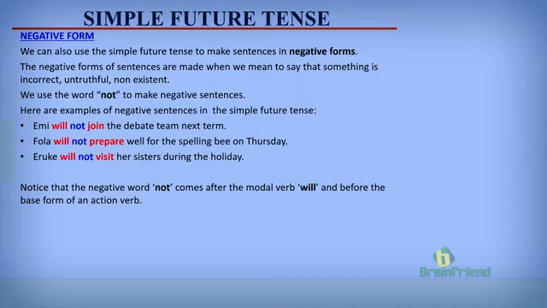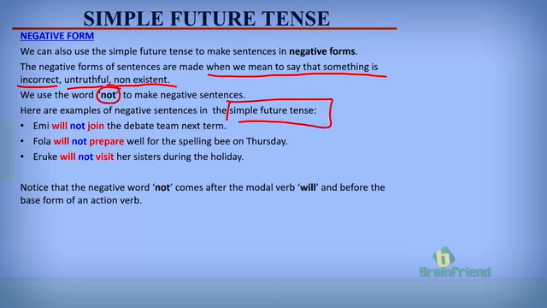Now, negative sentences are made when we mean to say that something is incorrect, untruthful, or non-existent. When you mean that an action is incorrect, untruthful, or does not exist, we use the negative form to express such actions. In negative sentences, we use the word not. Now, here are some examples of negative sentences in the simple future tense. Amy will not join the debate team next term.